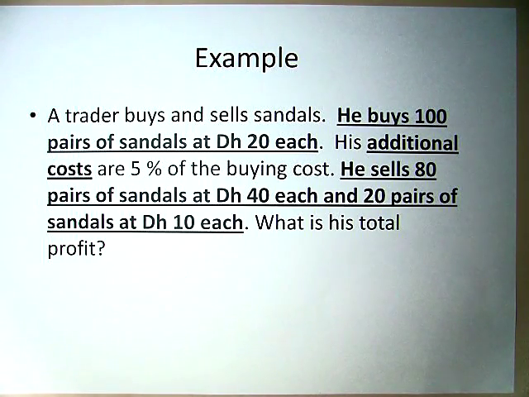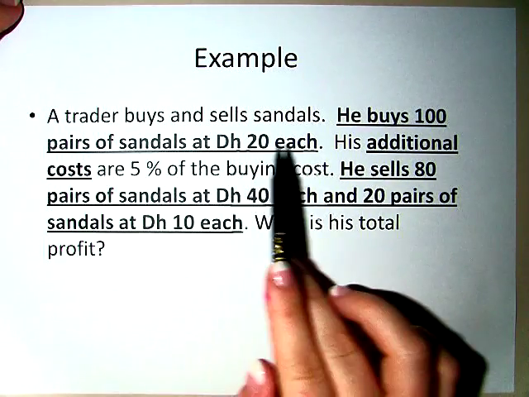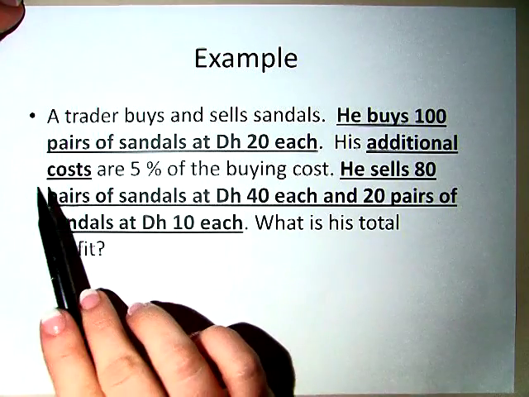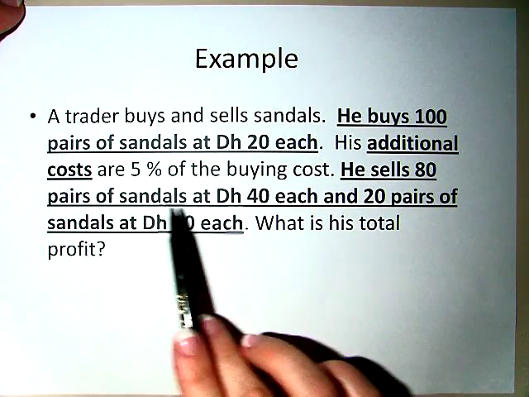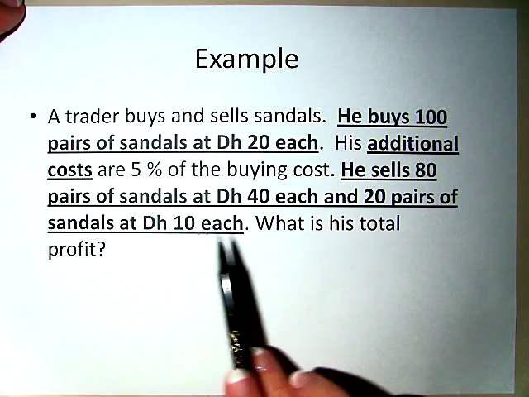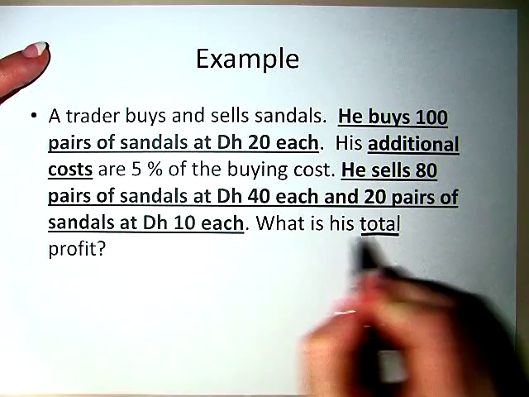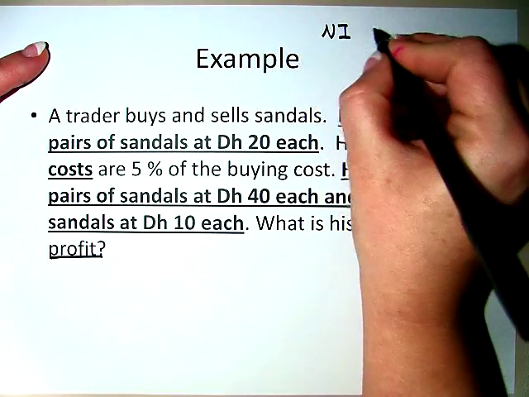We're going to start by figuring out what they're going to ask. He buys 100 pairs of sandals at 20 dirhams each. His additional costs are 5% of the buying cost. He sells 80 pairs of sandals at 40 dirhams each and 20 pairs of sandals at 10 dirhams each. What is his total profit? So they're asking for our net income.